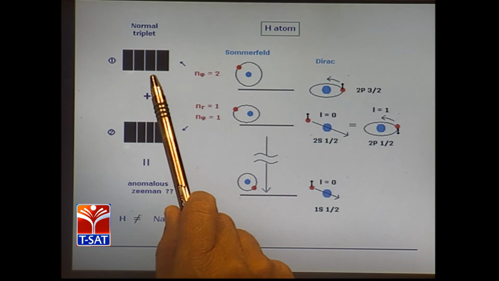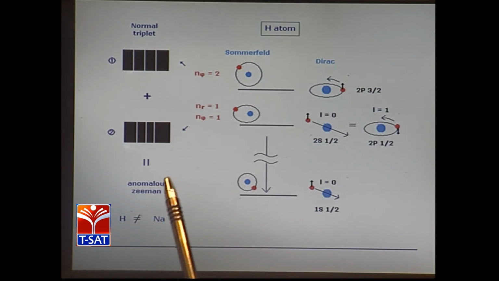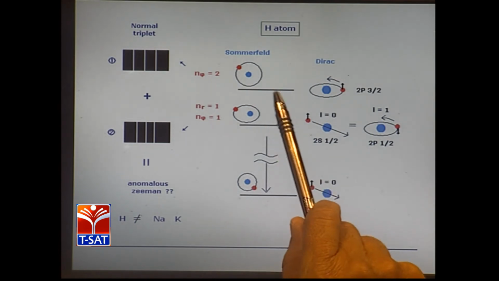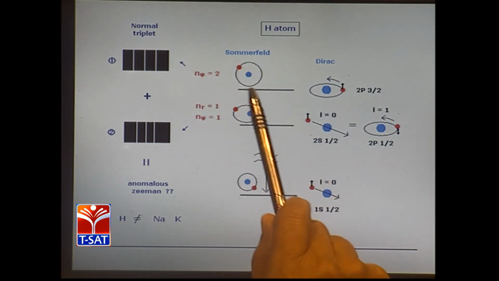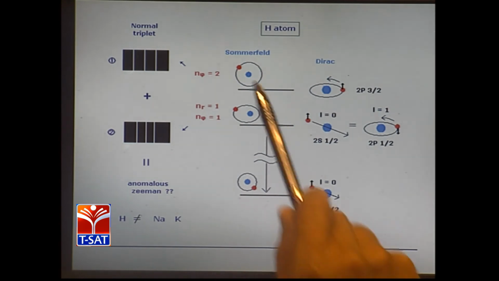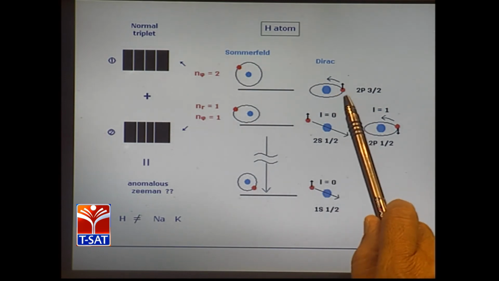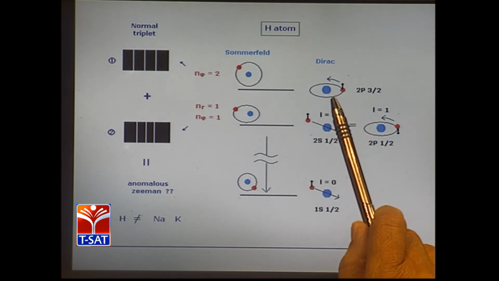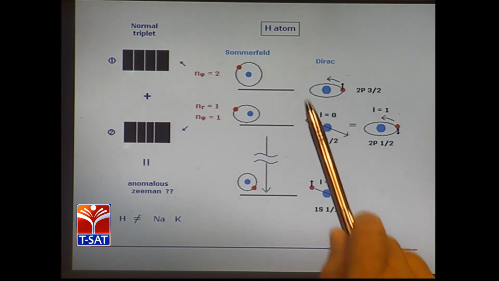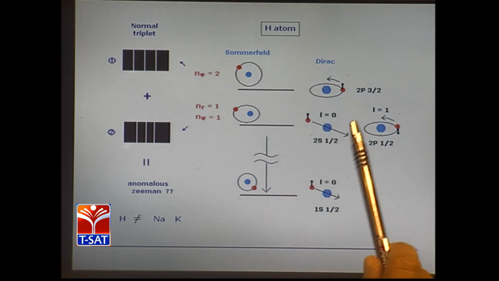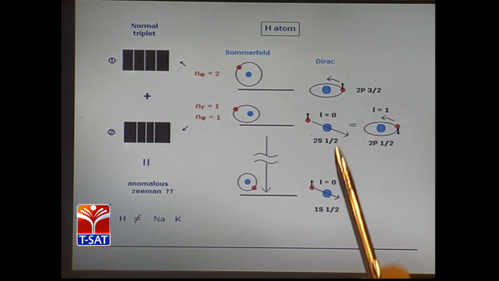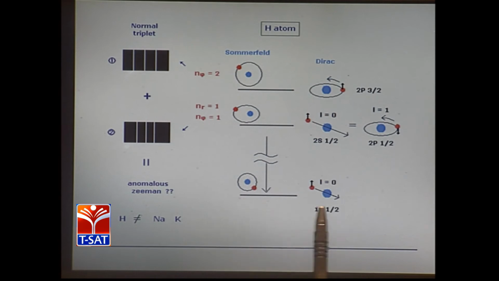Both are compared with each other. Here is the normal triplet, and you will have the polarization directions, and corresponding to this, it is given by the model of Sommerfeld. These two will be like this in both cases, and Dirac has introduced what is called spin. Hence, we will have the change from the Sommerfeld to the Dirac model like this. So, you will find hydrogen versus sodium atom being compared in this particular case.